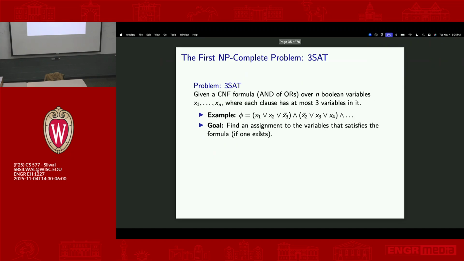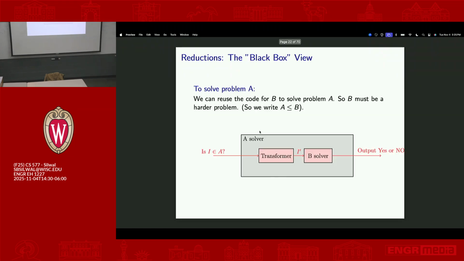Let me go back to the diagram for reduction. This B is independent SAT. This A is 3-SAT. I take an input, and I have to say yes or no: does the formula have a satisfying assignment? I need to transform it to an input that the independent SAT algorithm can understand. The independent SAT algorithm can understand graphs, but I have a Boolean formula to start with, so I need to convert it to a graph first.